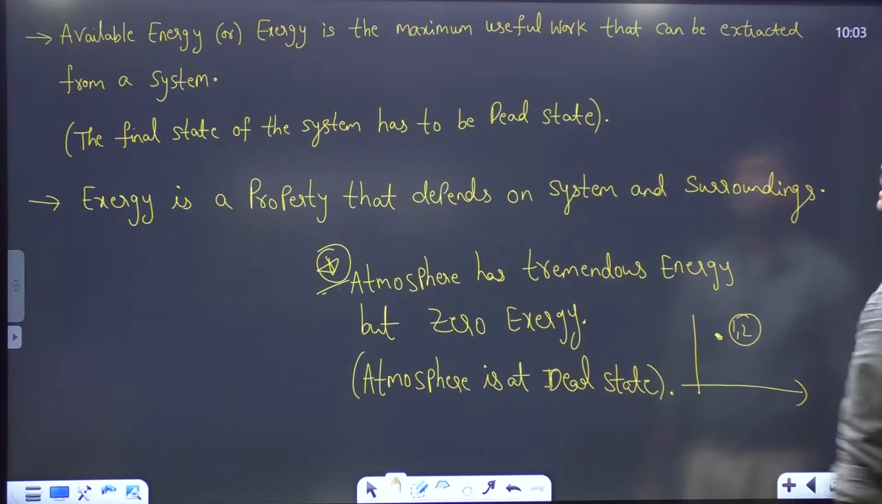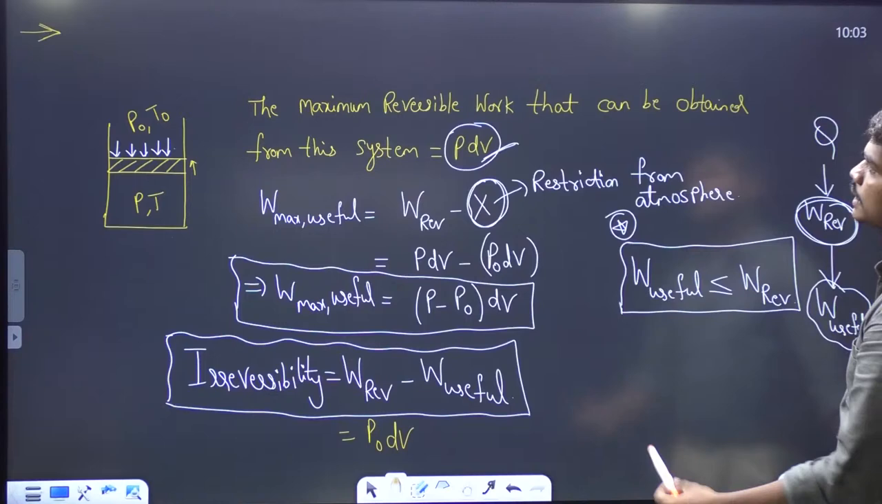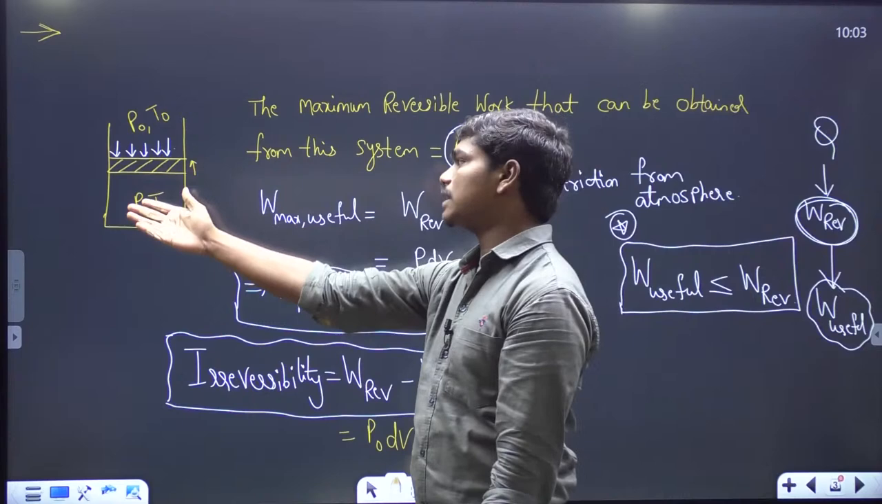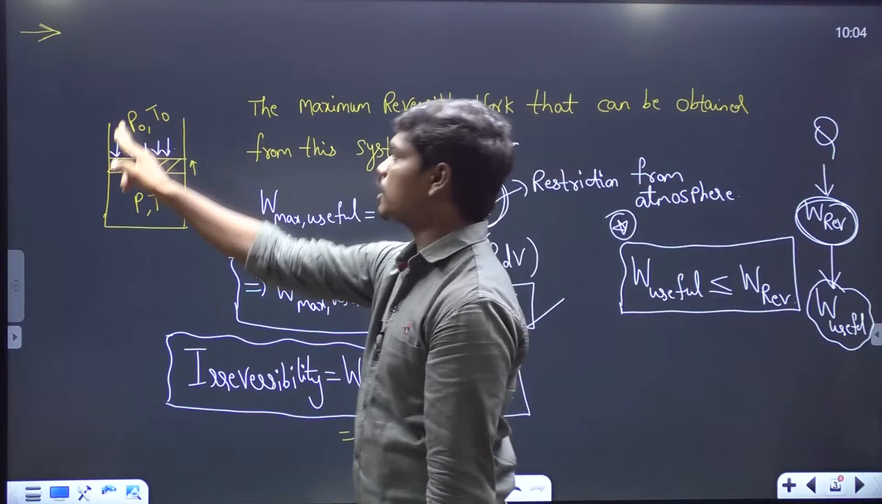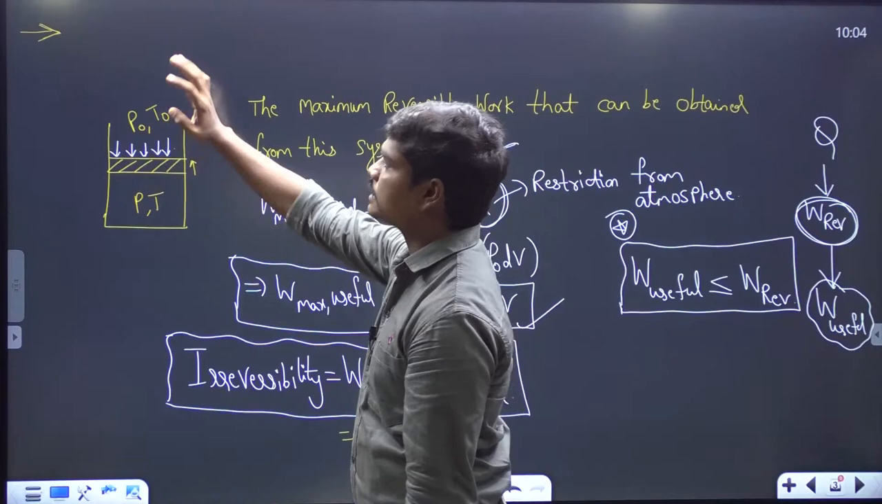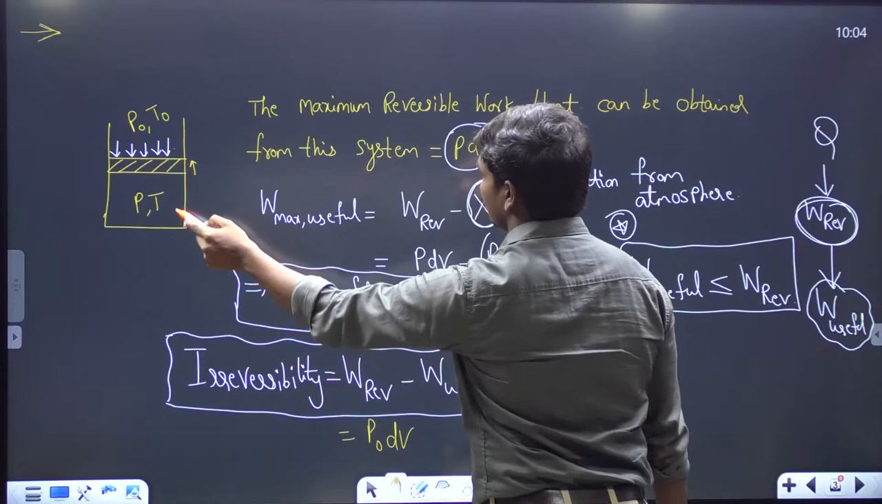Then we went for the maximum reversible work that can be obtained from a simple piston cylinder arrangement at pressure P and temperature T, which is of this form. This is the maximum useful work, because the portion P naught dV is expelled against the atmospheric pressure, and this portion of work P naught dV is utilized in pushing back the atmosphere. So this is the maximum useful work that you can get out of this system, and we say this is the exergy of the system.